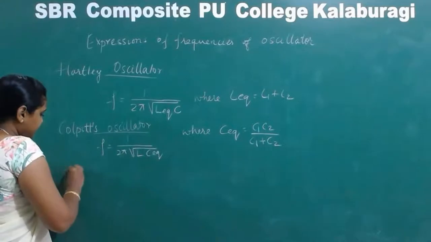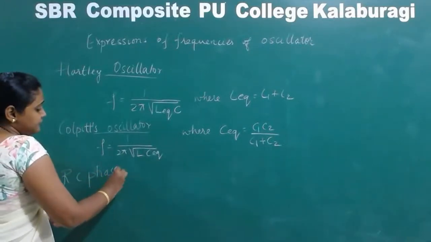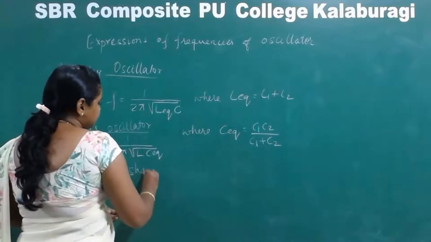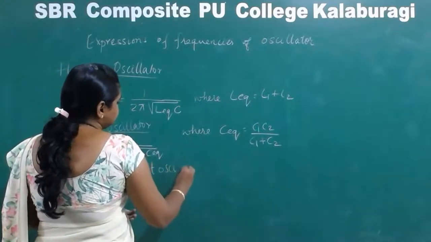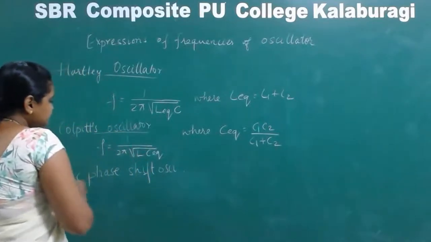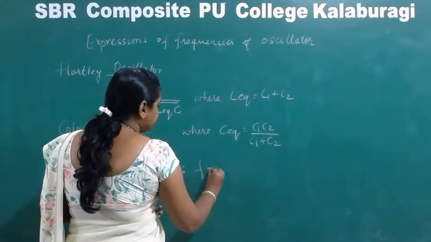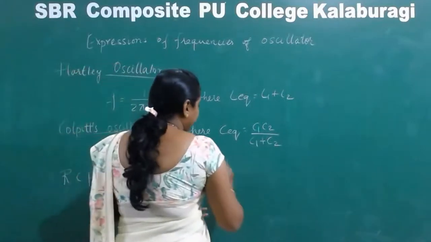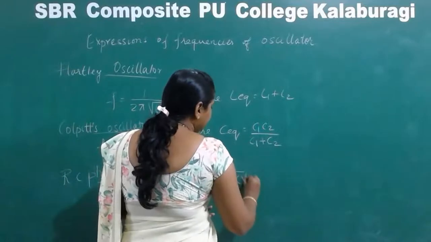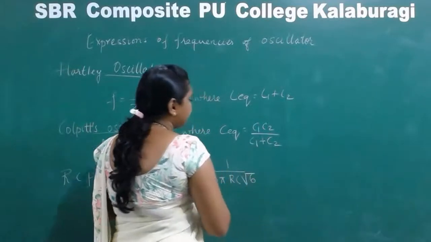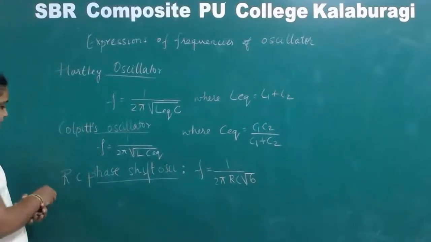Next, RC phase shift oscillator. In the RC phase shift oscillator, the frequency is given by f is equal to 1 divided by 2 pi R into C into root 6. So we find the root 6 constant in the denominator of the RC phase shift oscillator expression.